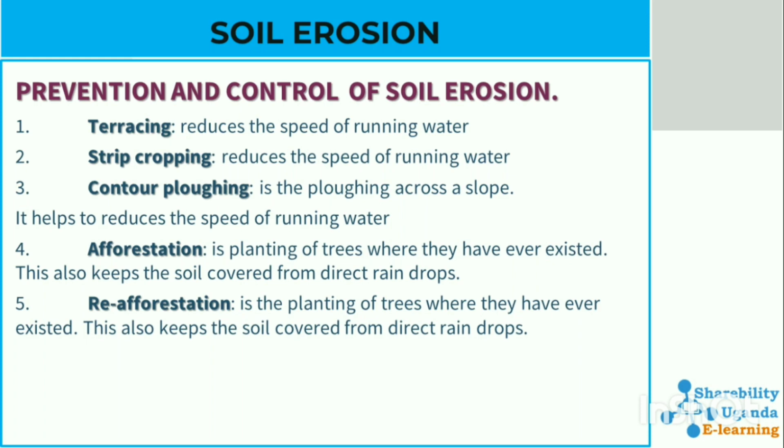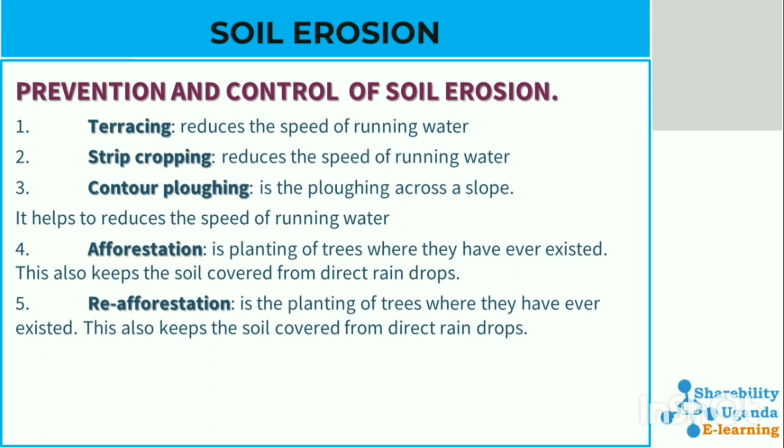How can we prevent or control soil erosion? By practicing what we call terracing, which reduces the speed of running water. Strip cropping, which also reduces the speed of running water, and then control plowing, which is the plowing across a slope. It helps reduce the speed of running water also. Afforestation, which is the planting of trees where they have never existed. This keeps the soil covered from direct raindrops and direct sunlight.